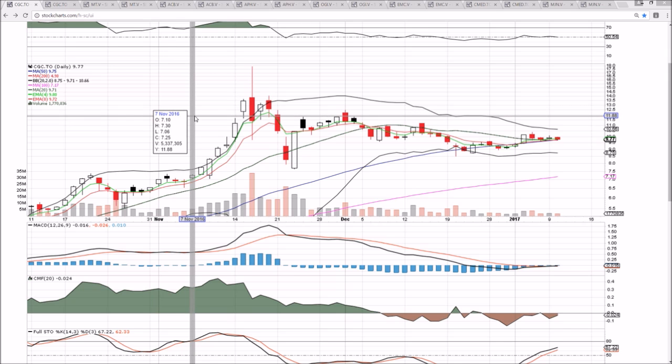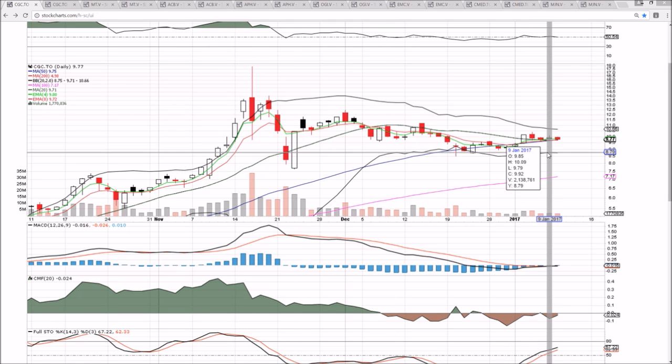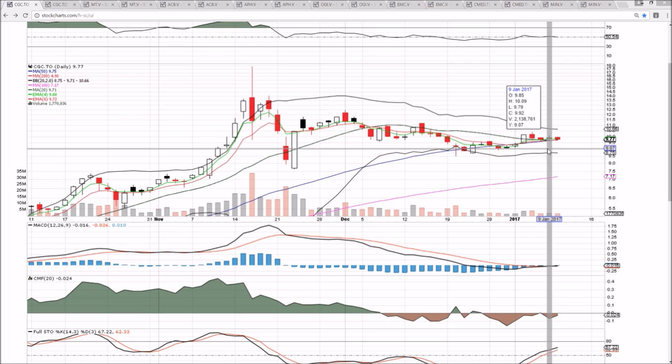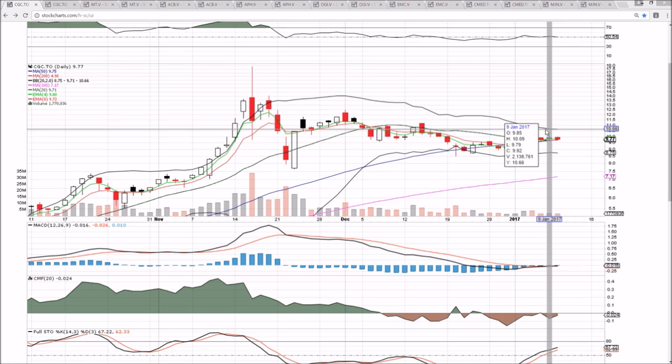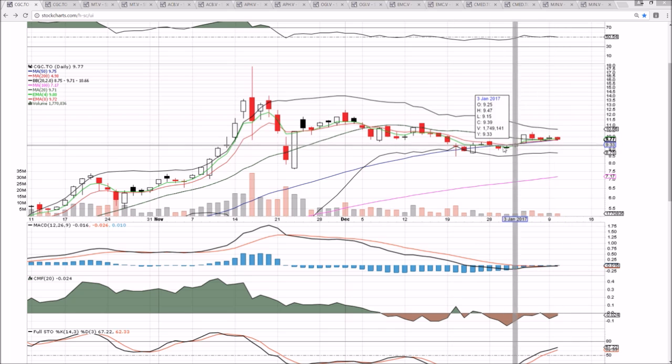So there are definitely differences occurring between the strength of a bunch of these names. CGC was the leader. It is no longer the leader. We have other names that are breaking out more bullish, much more significantly than CGC is, and we'll look at the reasons behind that.